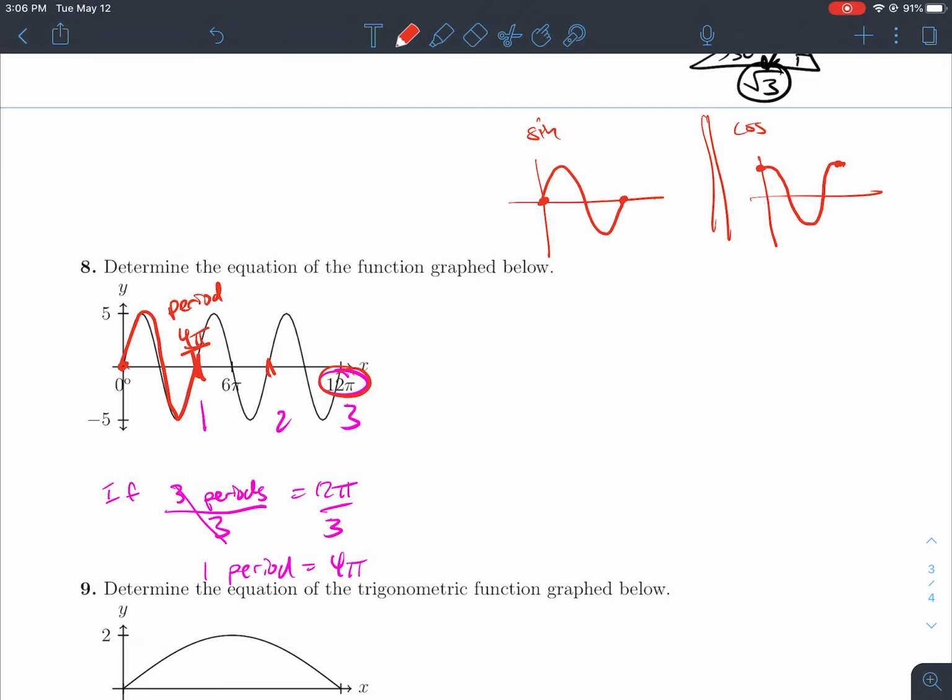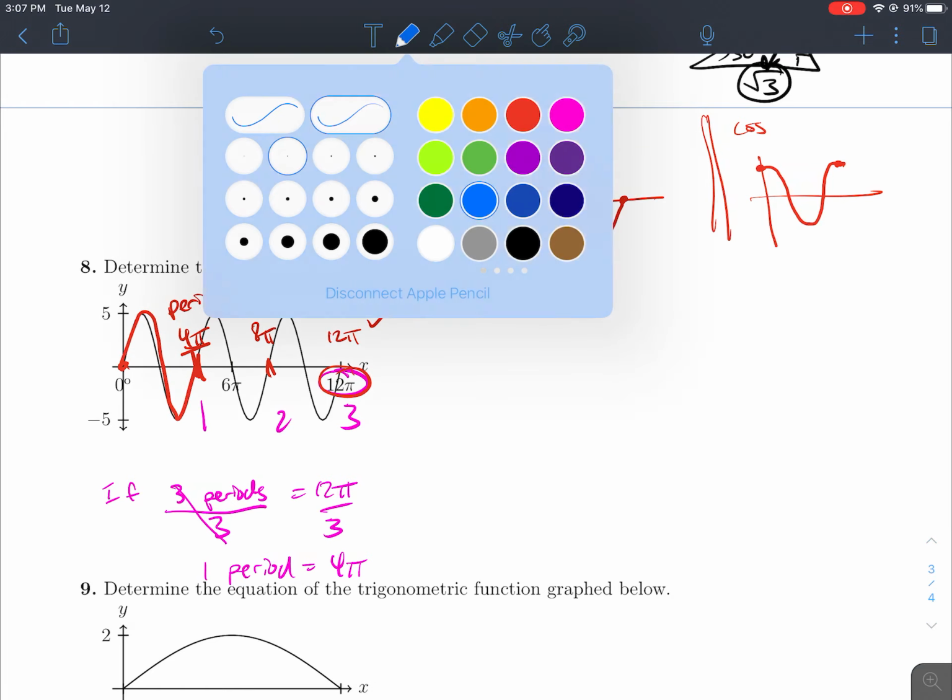And let's check it. 4 pi, that would mean 2 would be 4 pi plus 4 pi because it's the same cycle length, 8 pi. And then 4 pi plus 4 pi plus 4 pi, 8 pi plus 4 pi. That's, hey, 12 pi. That works. All right, let's put it all together.